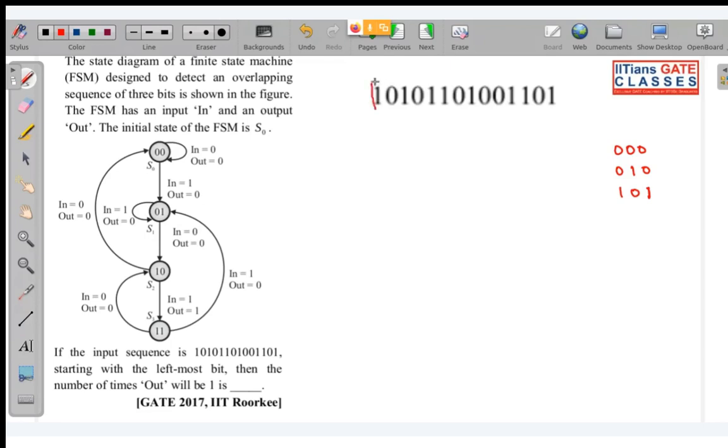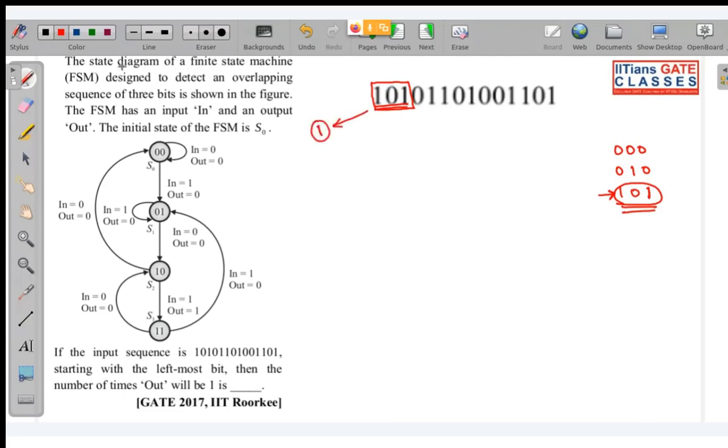So in the first clock pulse, it will check this first 3-bit. Suppose that this bit is being detected. In the first clock pulse, it will check the first 3-bit. So you can see that this is actually matching with this one. So output will be 1.